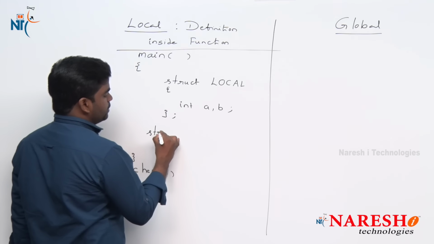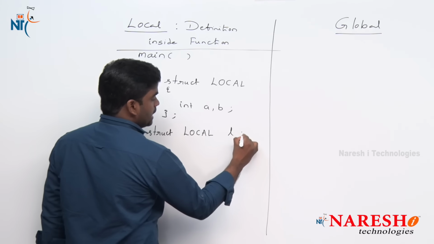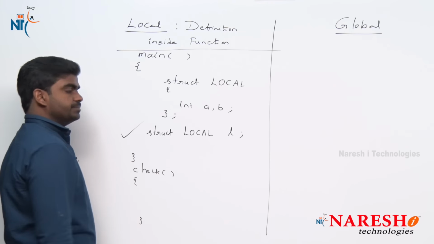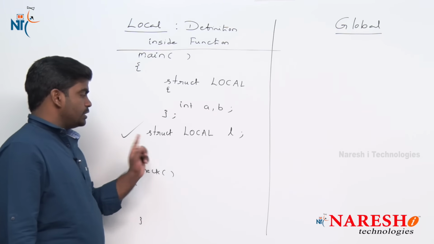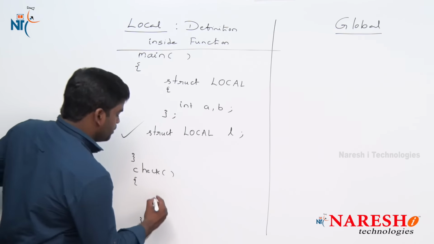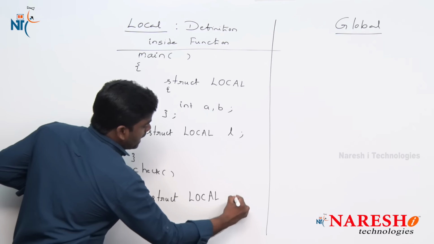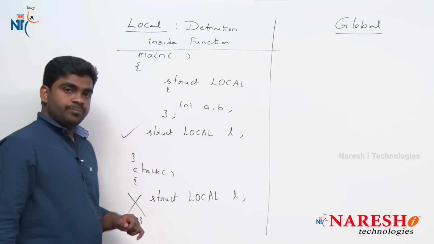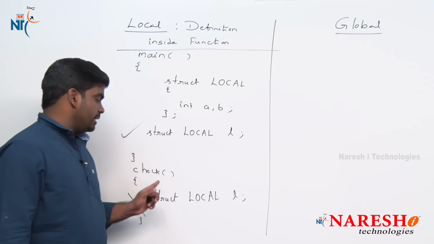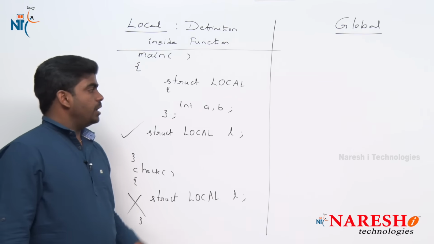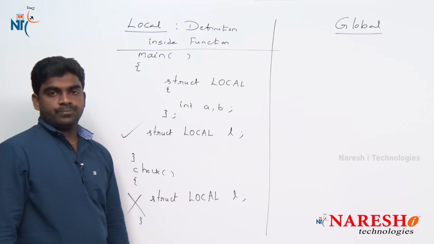Suppose I am creating a variable for this structure, struct local, any name you can give, suppose L. It is allowed. Reason: you are accessing that structure only within that function, not outside. But whenever you declare it outside and try to access it outside, you get an error message: cannot find the symbol, nothing but an undefined structure in the check function. A local structure you can access only within the function where you define it, right?